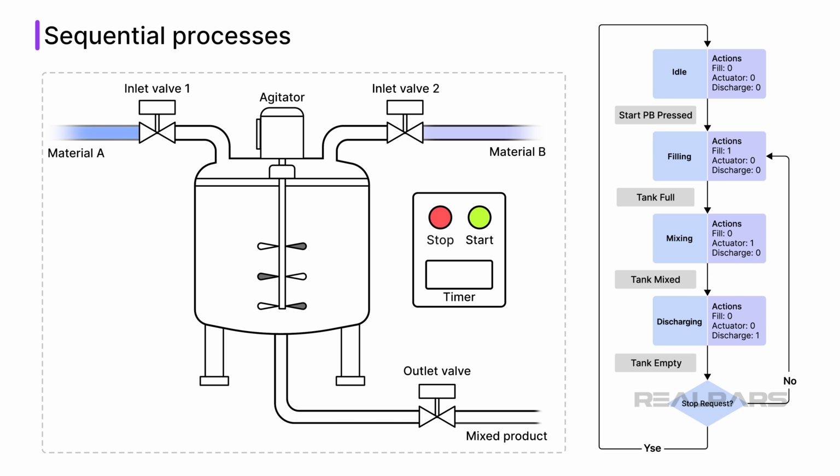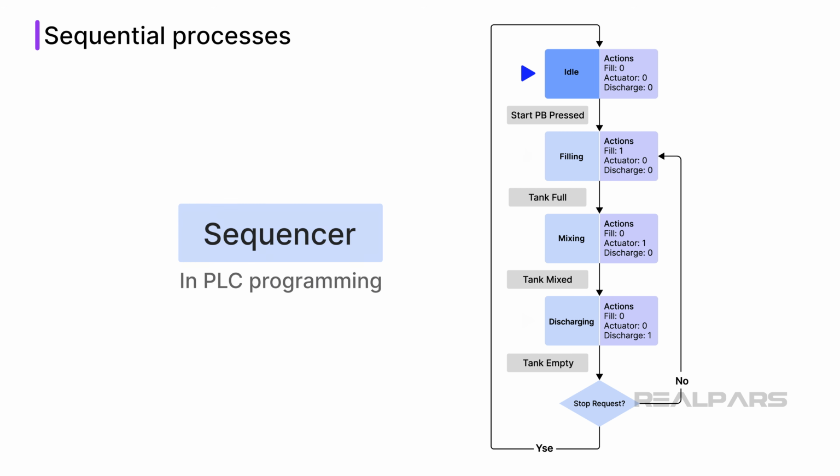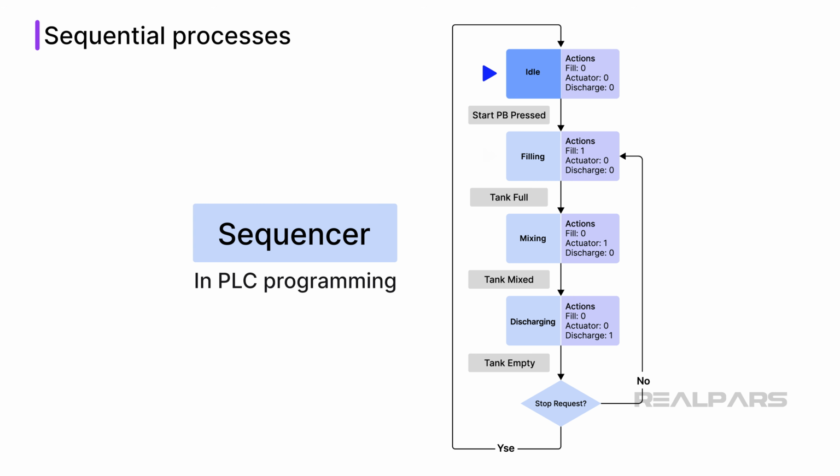This is a sequential process because the steps must be completed in a specific order. The contents of the tank can't be mixed if the tank is not filled, and the contents of the tank should not be discharged if they are not mixed. Controls engineers and PLC programmers use a specific piece of software called a sequencer to control sequential processes. Let's look at the structure of a sequencer.